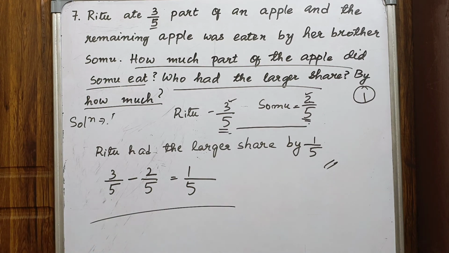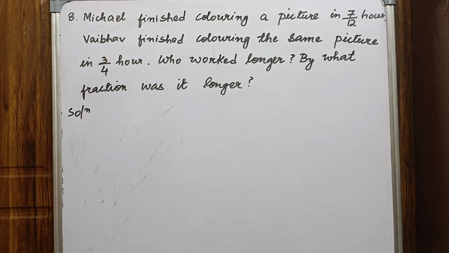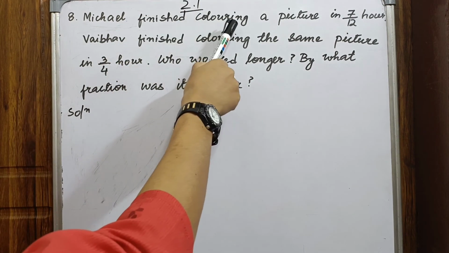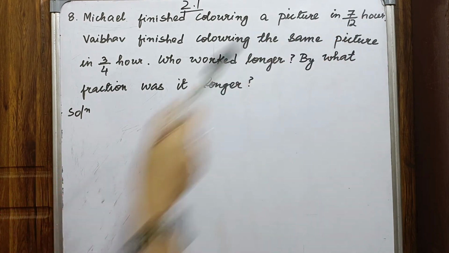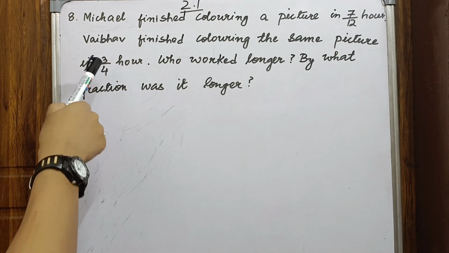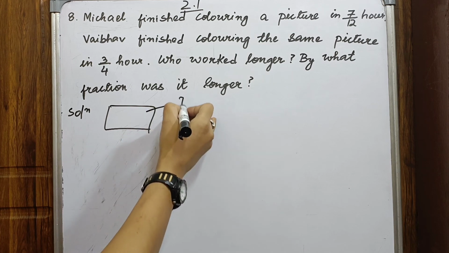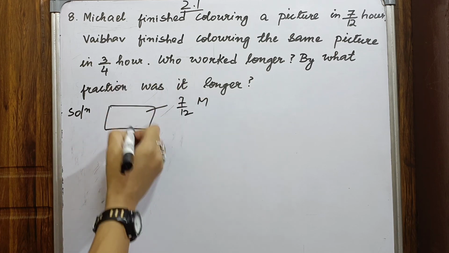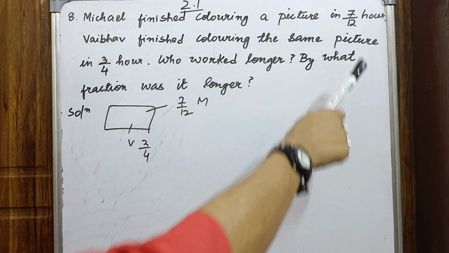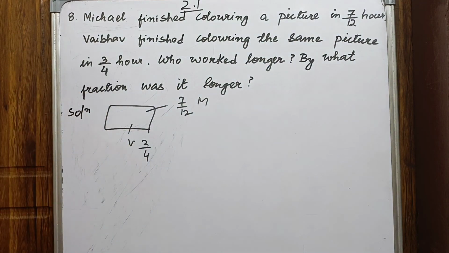So finally the last question we will solve. We have come to the last question of exercise 2.1, question number 8. Michael finished coloring a picture in 7 by 12 hour. Vaibhav finished coloring the same picture in 3 by 4 hour. It is the same picture, and Michael took 7 by 12 hour and Vaibhav took 3 by 4 hour. That means out of 12 hours he worked 7 hours, and out of 4 he worked 3 hours.